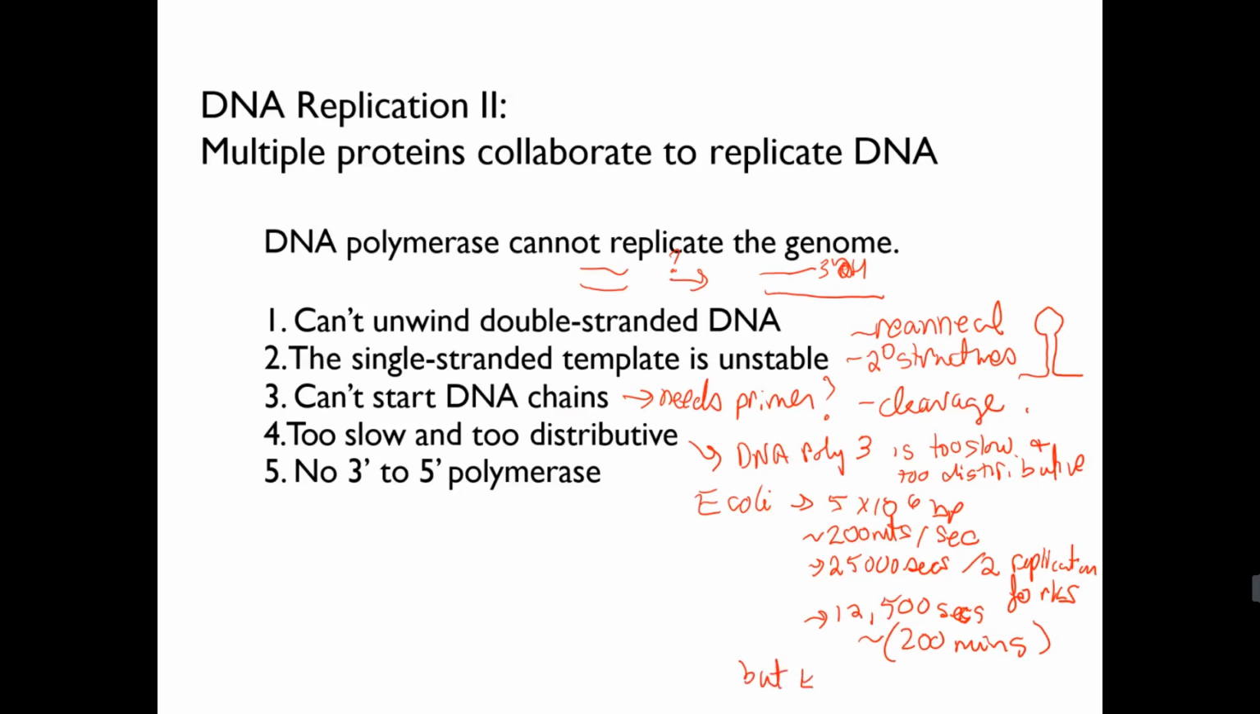But E. coli doubles in 20 minutes. So there's a bit of a gap here, right? If we go from 200 to 20 minutes, what contributes to making the polymerase more efficient and more processive in cells? And then, of course, there's that issue that the polymerase only goes in one direction. So how are the reactions on the leading and the lagging strand coordinated with each other?